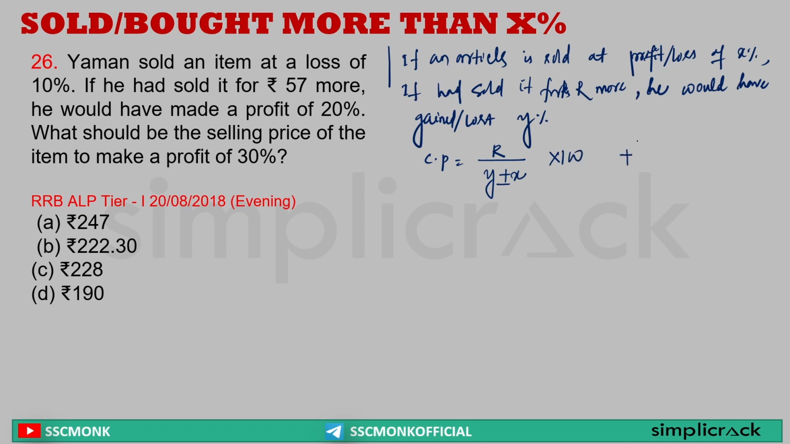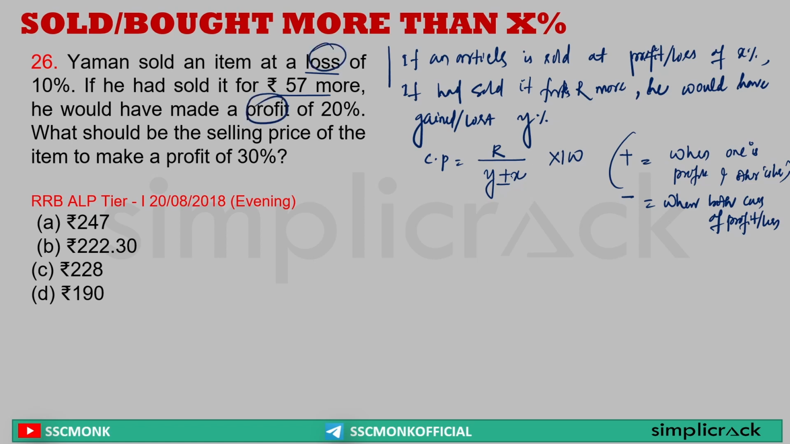Now plus will be used when? Plus is used when one is profit and the other is loss. Minus will be used when both are cases of profit or both are loss. That means when I am saying I sold the article at X percent loss, if I sold it at 57 more rupees, the loss would have happened 20%. So then here minus will come. Here one is loss, another is profit. So here plus will come.